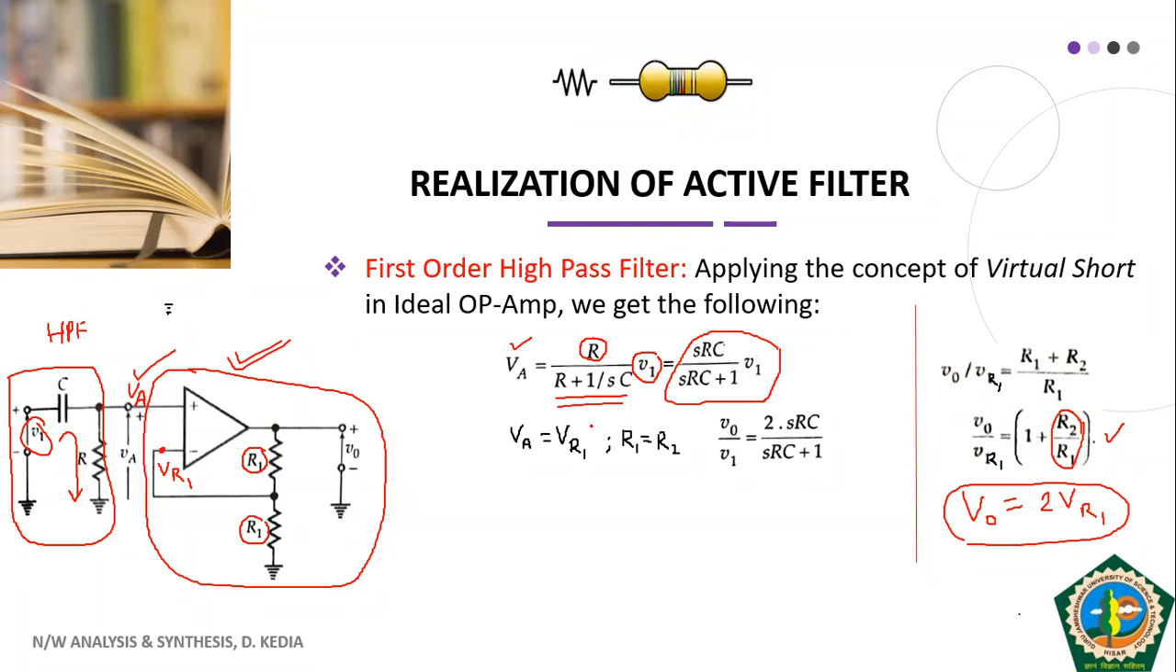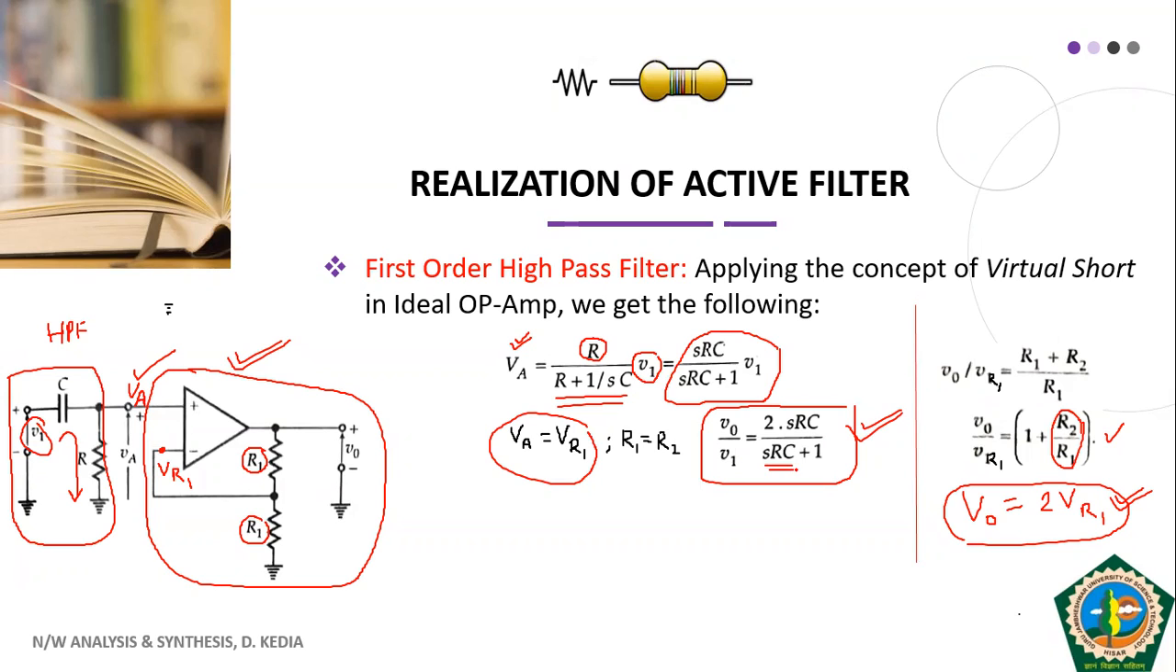And now what we have to do, we have to equate VA equal to VR1 the way we did here. So we have this VA, we have here a VR1. So if you equate the two by assuming R1 equal to R2, this is what you get. So here again you can see that this is our output voltage over input voltage. This is the transfer function of a first order high pass filter. In the denominator we have a first order term in S, so that justifies our first order high pass filter here.